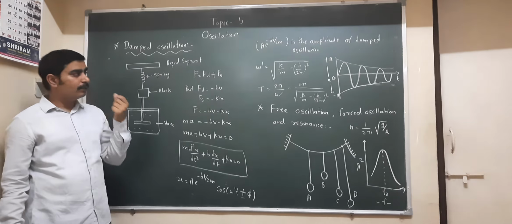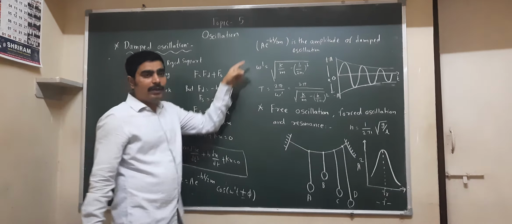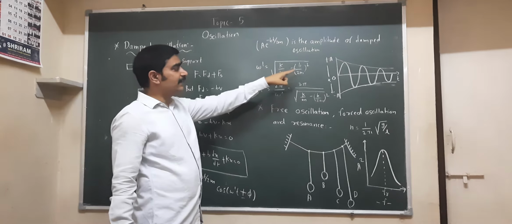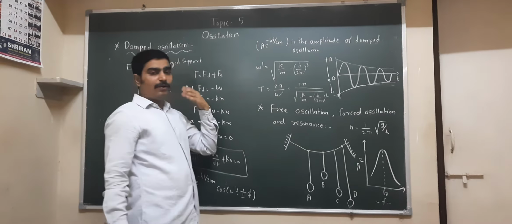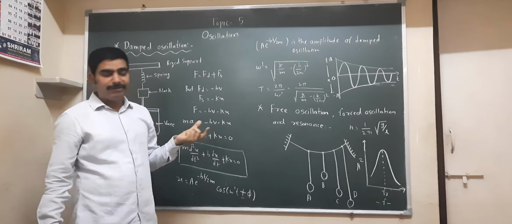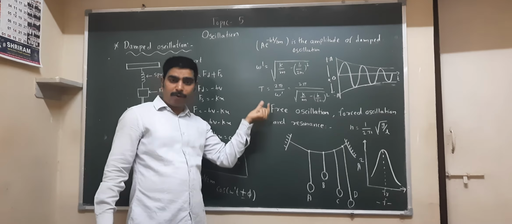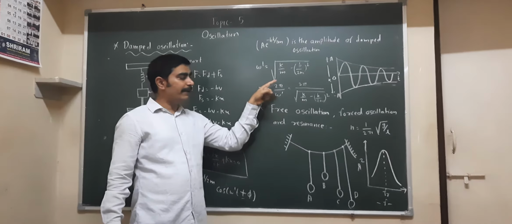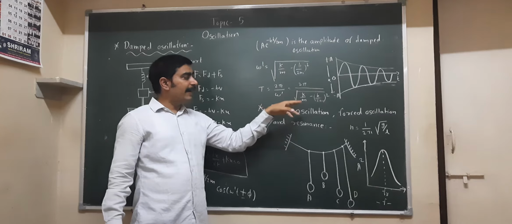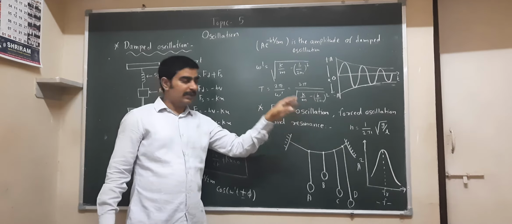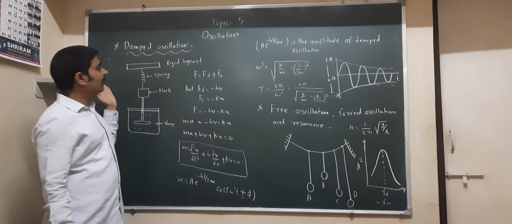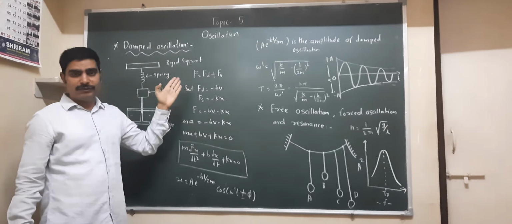After that, we have to write that omega dash is equal to under root k upon m minus b upon 2m bracket square, and in order to find the equation for the period, you have to write t is equal to 2 pi upon omega dash. So t is equal to 2 pi upon under root k upon m minus b upon 2m bracket square. So this is the total equation regarding the damped oscillation.